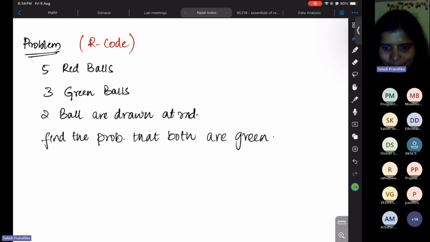Guys, can you just write which probability you are talking about? Is it both greens? We are not going to combinations yet, just simple ones.